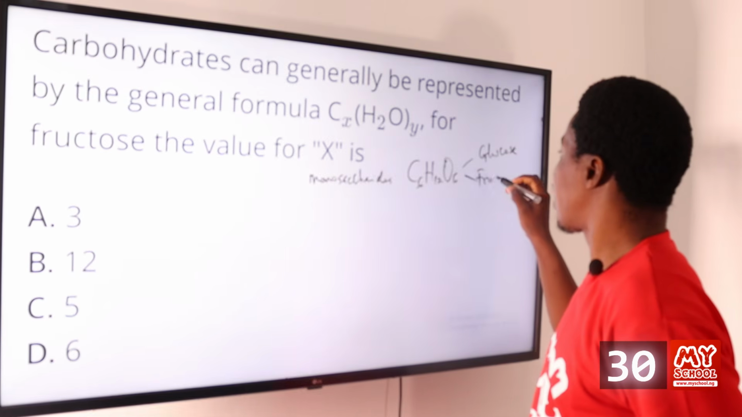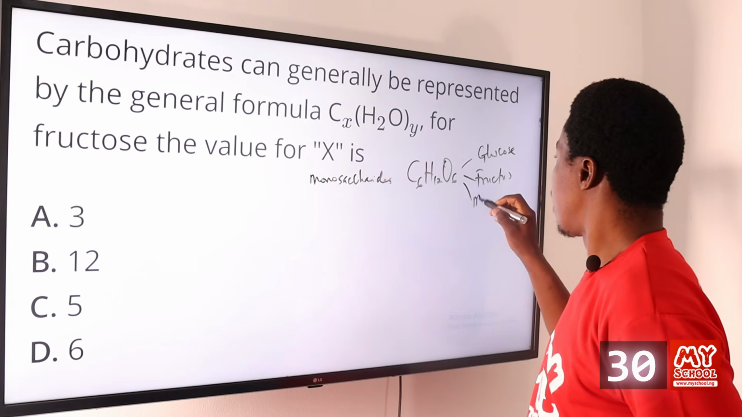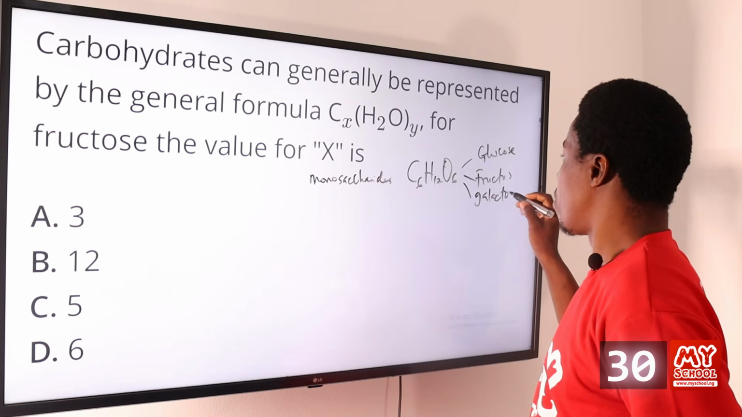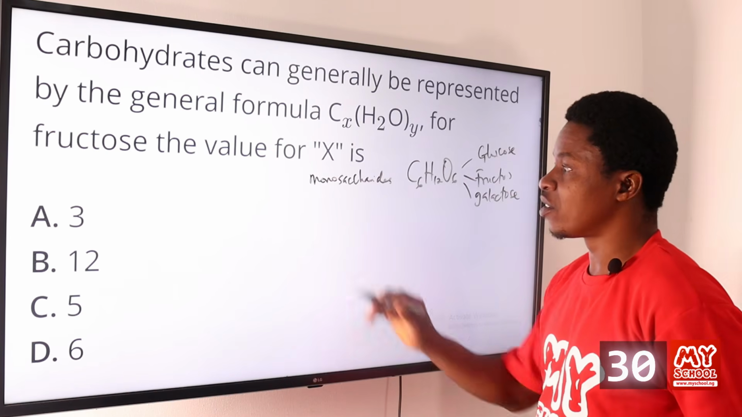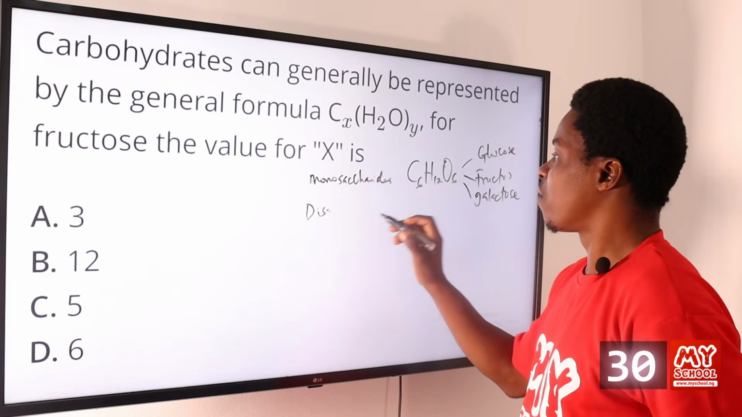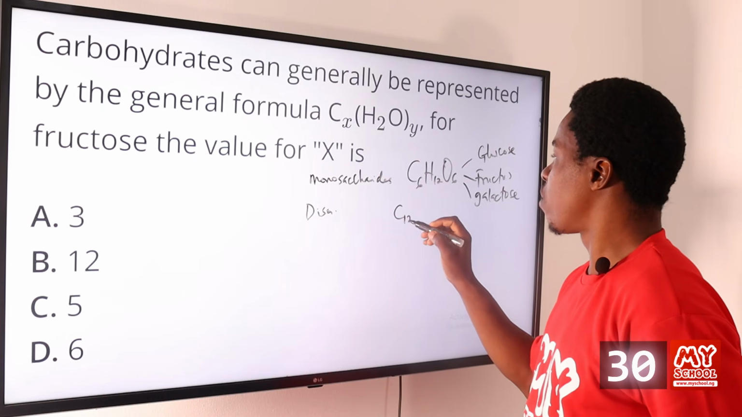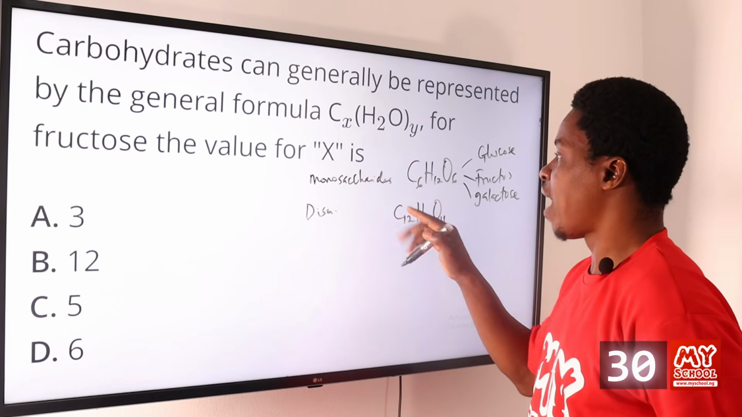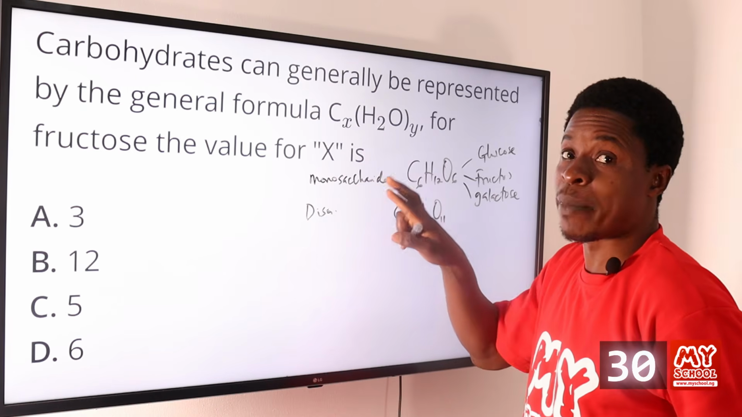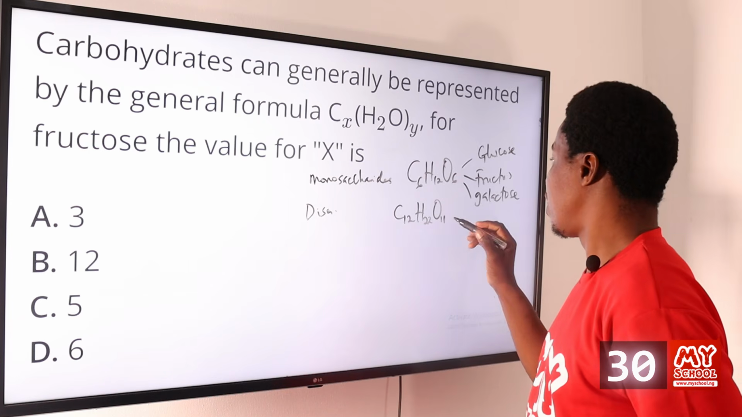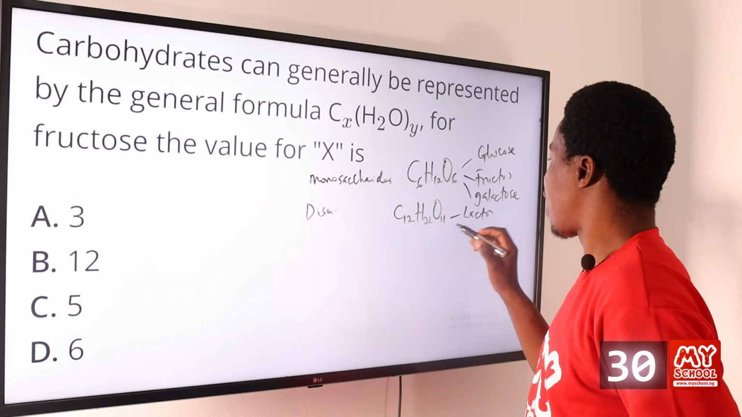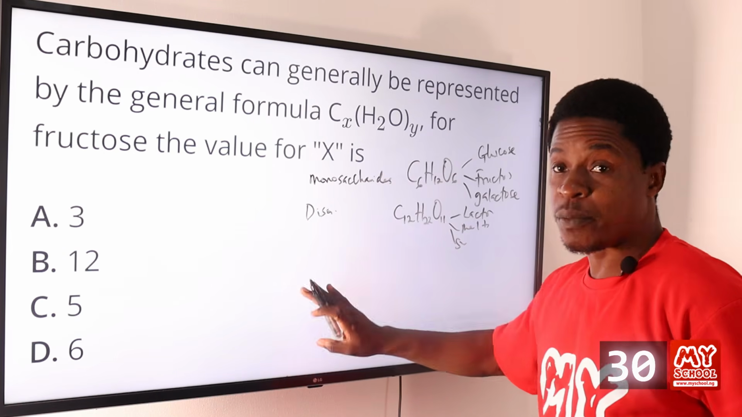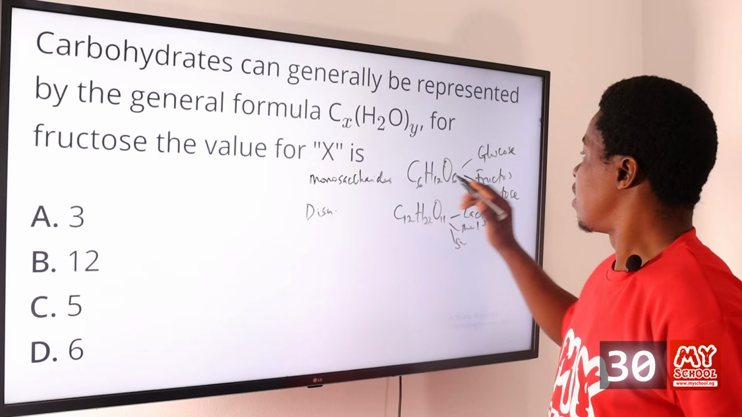We have fructose in that category. We have galactose, and so on. We have so many of them, but these are the 3 common ones. For the disaccharides, we have C12H22O11. That means 2 monosaccharides combined together to form disaccharides. In that category, we have lactose, maltose, and sucrose. And then we have the polysaccharides. Let's move on now.